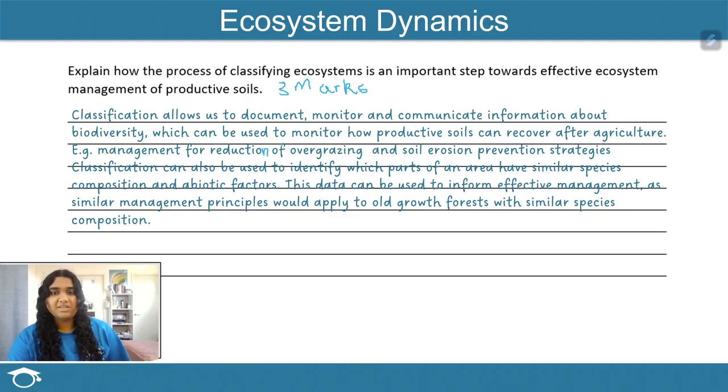Classification can also be used to identify which parts of an area have similar species composition and abiotic factors. So this data can then be used to inform effective management, as similar management principles could apply to productive soils with similar species composition.